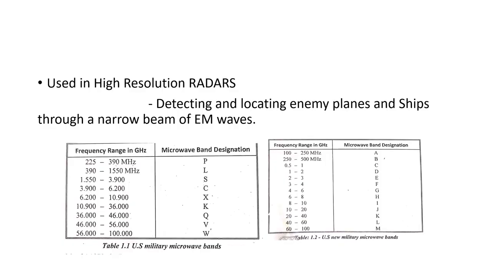I have already told you that microwave frequencies are used in high resolution radars. They are mainly used to detect and locate enemy planes and ships through a narrow beam of electromagnetic waves. This table represents the frequency bands set by the US military for microwave bands at the time of the Second World War, defined by the defense sector of the US. We have the P band, L band, S band, C, X, K, Q, V, W. These are all the bands, and the corresponding frequencies are listed here. This is also defined by the US military: A, B, C, D, E, F, G, H, I, J, K, L, M, with the corresponding frequencies mentioned here.